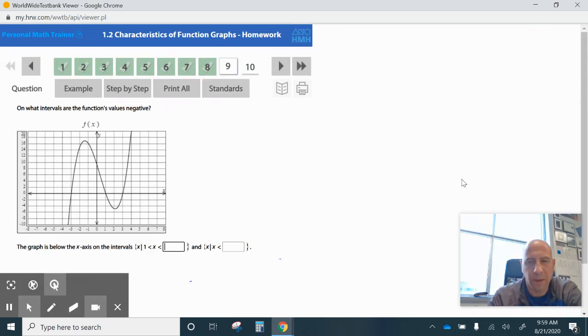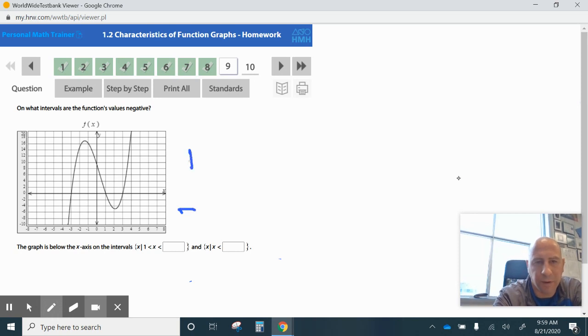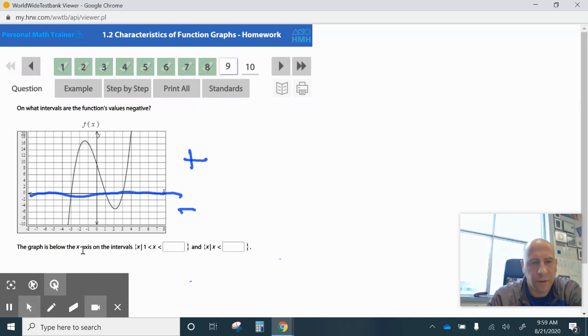Question 9. On what intervals are the function values negative? Okay, so that's where the negative comes in. So here's negative, positive, and it's all separated by the x-axis. So the graph is below the x-axis on the interval, so it's below from -3 to 1. So hold on, they're doing this section first. So between 1 and 3, and x is less than -3.